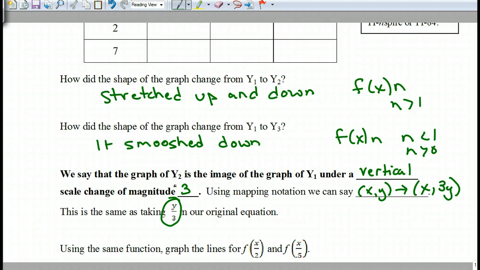Now this is weird. When I first read this before, it's confusing at first. But why they're saying that, no pun intended, why, is if I say I'm taking this whole thing and multiplying it by 3, this is the same thing as if I divide both sides by 3, I get y divided by 3, do I not? Yes, so that's where they get this from.